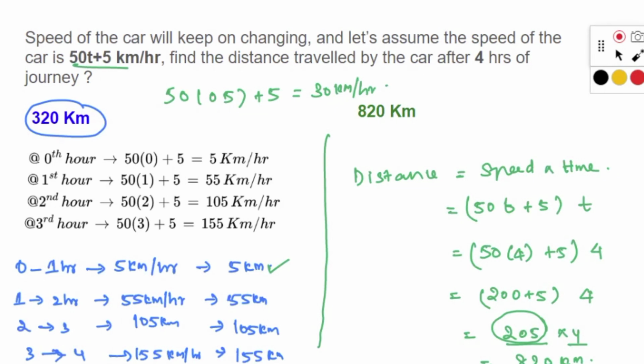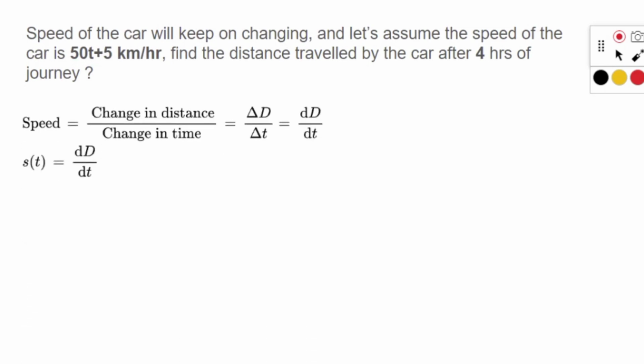Here the problem is we need to take care of each minute or each second speed changes, and we need to add all the distance. So this is simply done by a tool called the integrator. We know that speed is equal to change in distance divided by change in time. So change in distance, you can mention as del d divided by del t. If you're taking an instantaneous change in distance and instantaneous change in time, you can mention it as dd by dt. So now speed is nothing but s of t is equal to dd by dt.